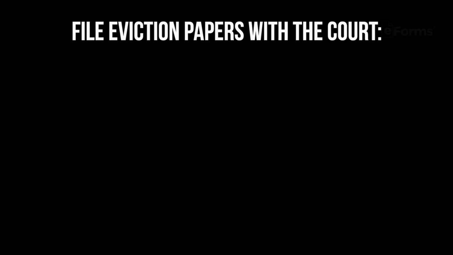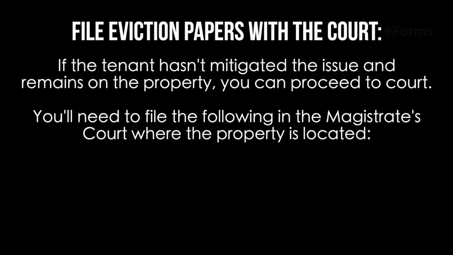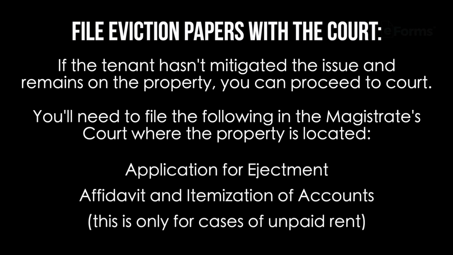File eviction papers with the court. If the tenant hasn't mitigated the issue and remains on the property, you can proceed to court. You'll need to file the following in the magistrate's court where the property is located: application for ejectment, and an affidavit and an itemization of accounts. This is only for cases of unpaid rent. After filing, the court will issue a rule to show cause with a hearing date.